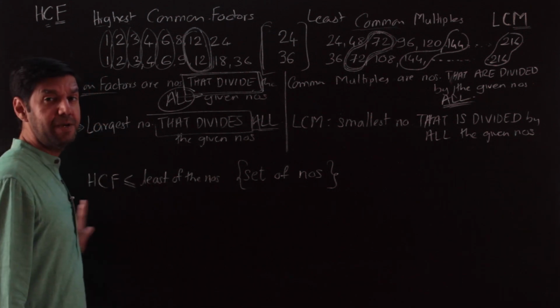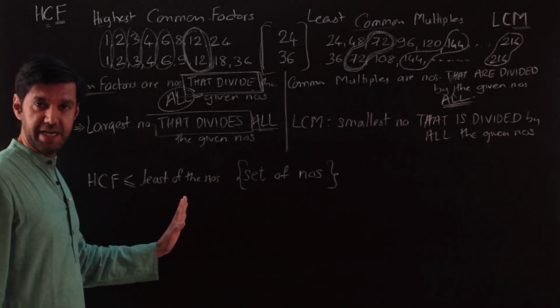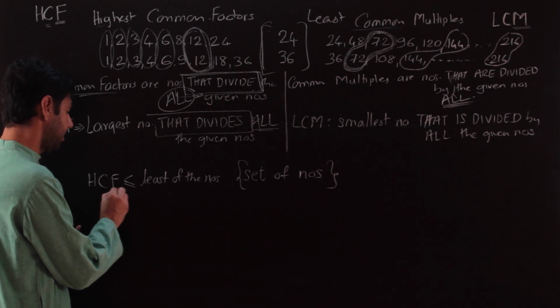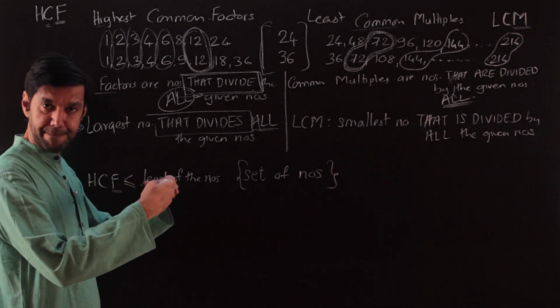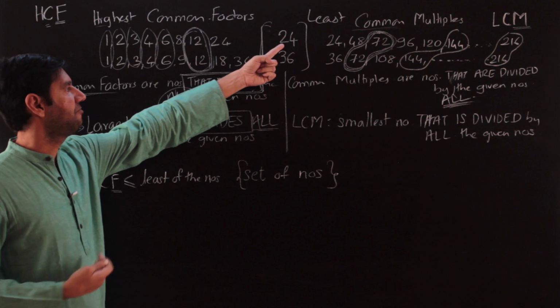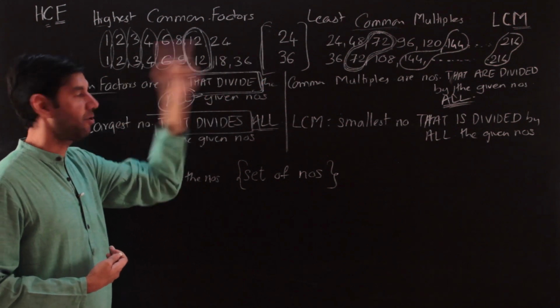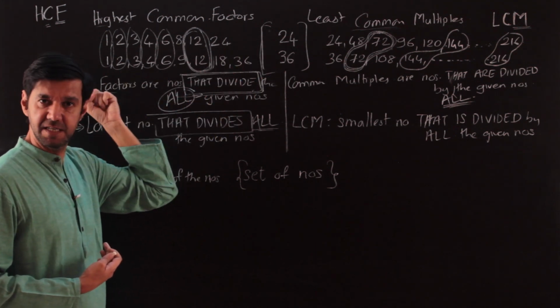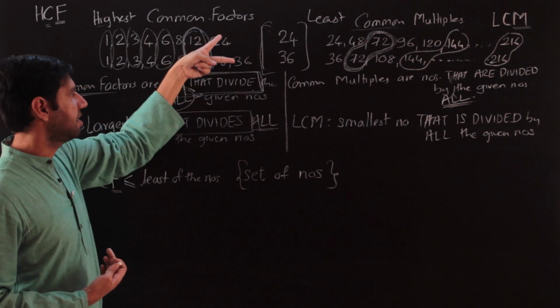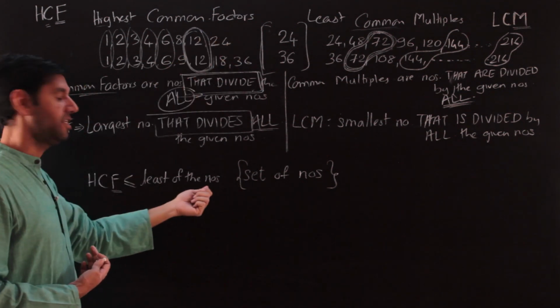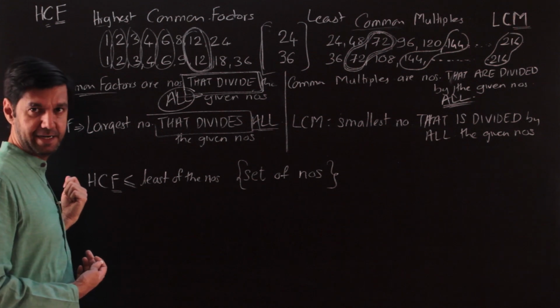I should ideally not be needing to explain these ideas. Why is it? Because it's a factor, and a factor can be the number or less than the number. Like a factor of 24 will be 24 or less than 24, of 36 will be 36 or less. If they are multiples of each other, these two will be common, so it can be the least of the numbers or less than it.